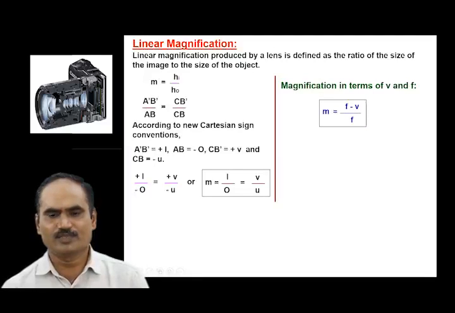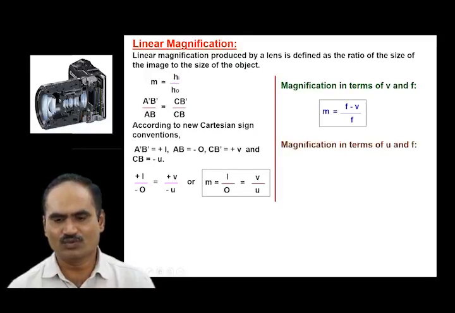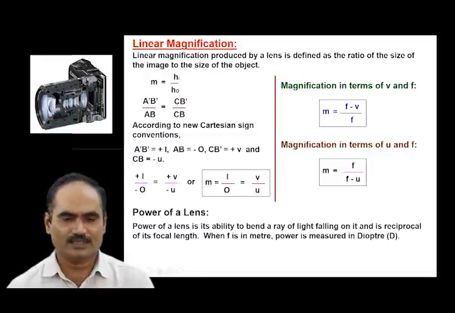So for magnification, if you know V and F, you can use this formula: m is equal to F minus V by F. If you know U, you can use this formula: m is equal to F by F minus U. Right. So you can find the magnification more quickly, or if you know the magnification, you can use these to find F and U.